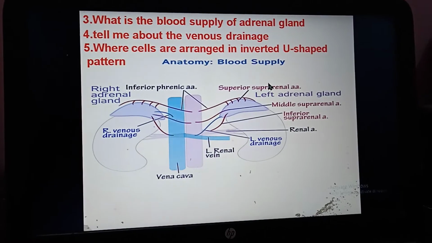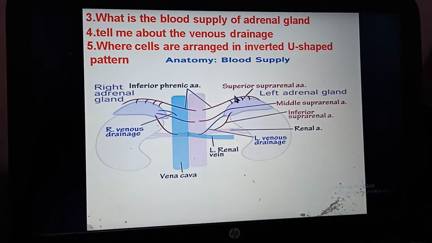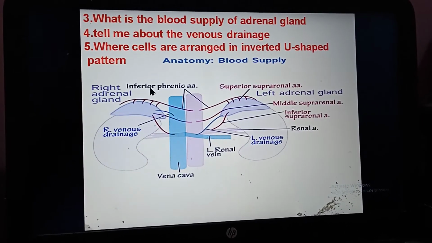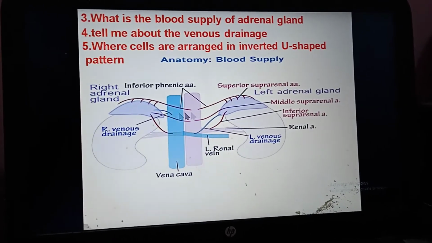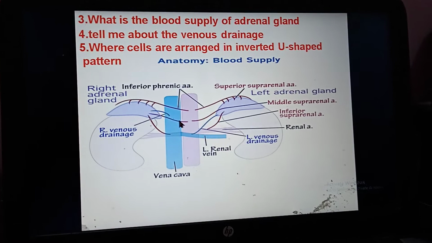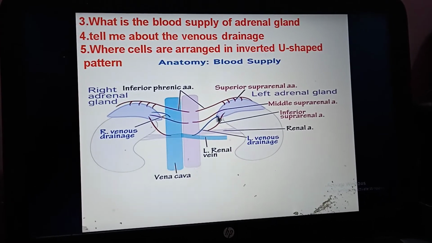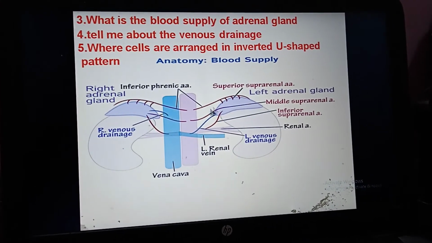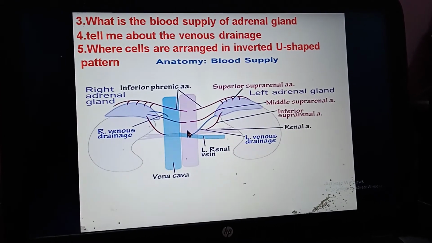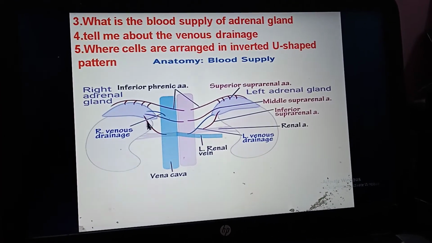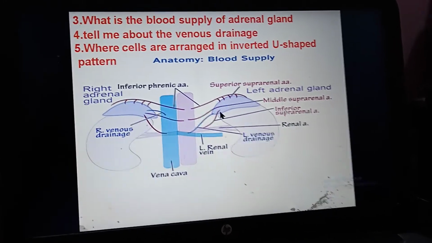Superior suprarenal is the branch of the inferior phrenic artery. This is the inferior phrenic artery. And middle suprarenal is the direct branch of the aorta. Here, this is one, and this is also middle suprarenal, direct branch from the aorta. And inferior suprarenal is the branch of the renal artery. This one and this one.